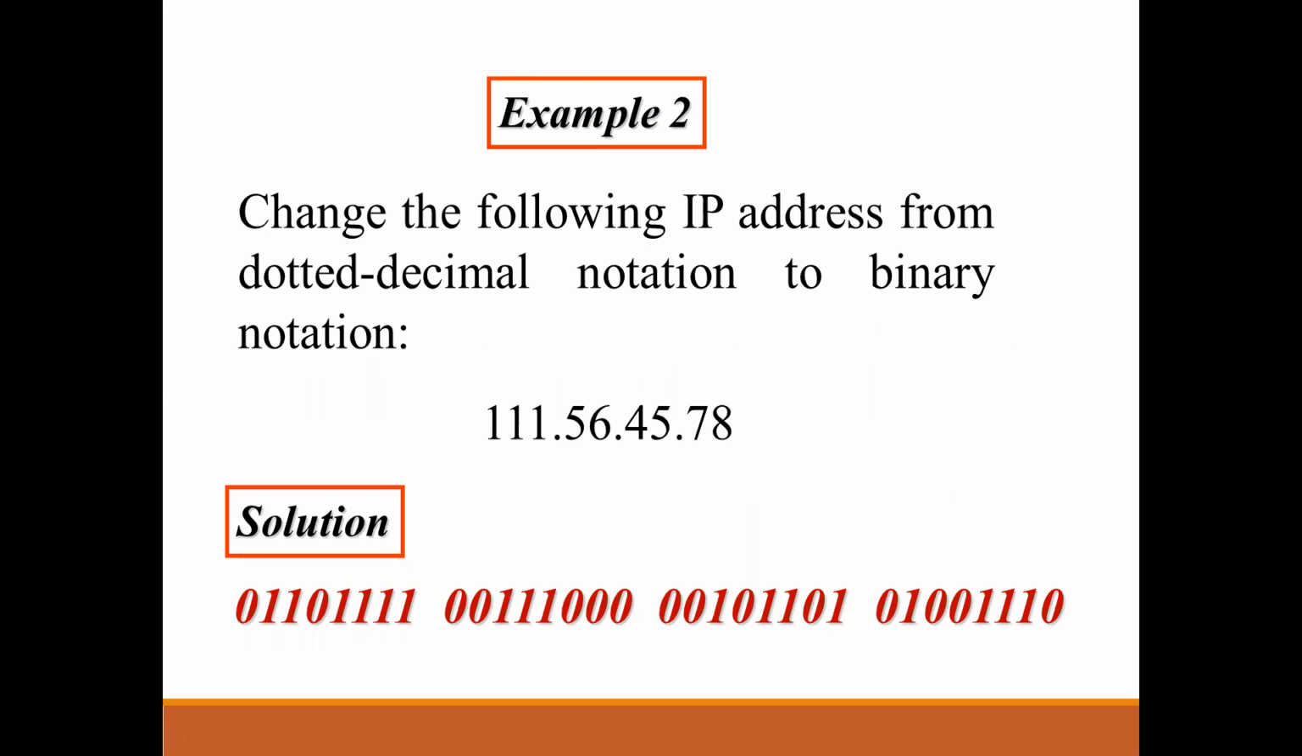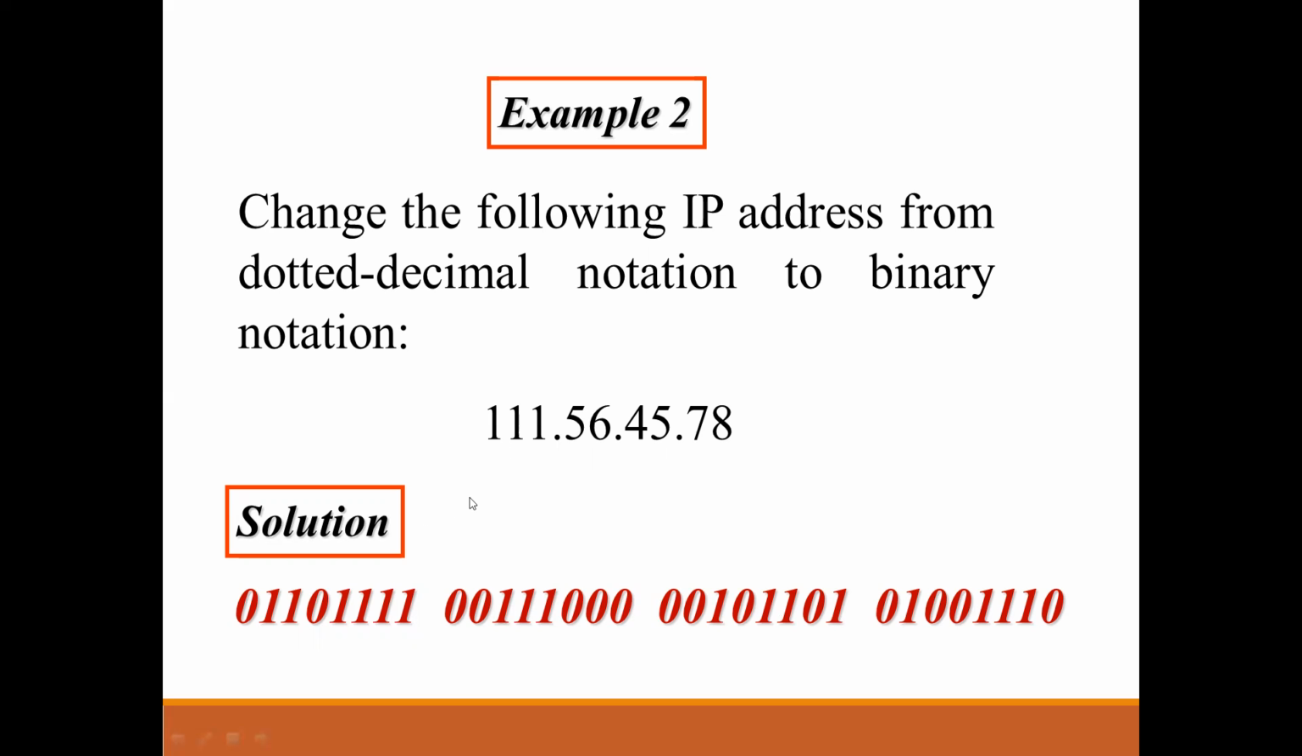Then second example: change the following IP address from dotted decimal notation to binary notation. The example is vice versa over here. This is given in dotted decimal, and they have asked to convert it into the equivalent binary notation. So here the example is 111.56.45.78. Here we just have to convert into binary.